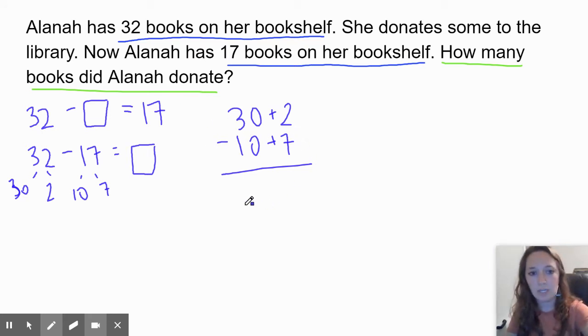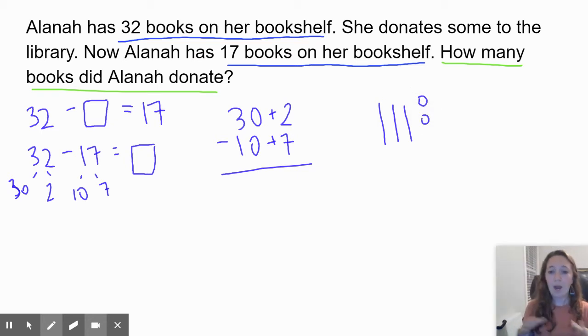Now I'm also going to show it in base 10 block drawing. 10, 20, 30, switch, 31, 32. And I'm not going to draw the 17 because I'm taking that away. That's what I'm going to be crossing out of the 32. Okay, so now I'm going to start with my ones. I have 2 ones. I need to take away 7 ones. We don't have enough ones to take away. We only have 2 ones.